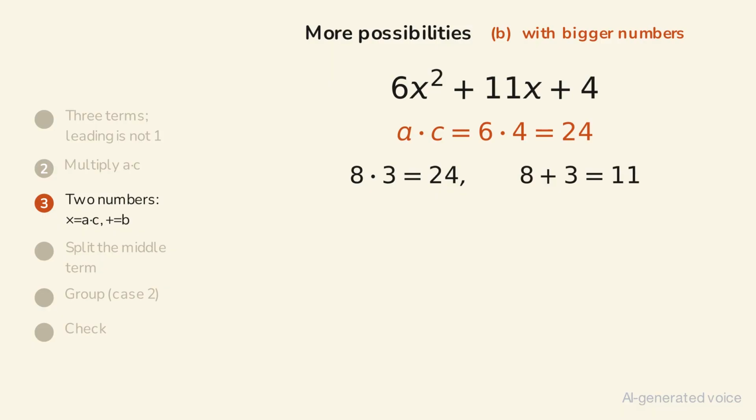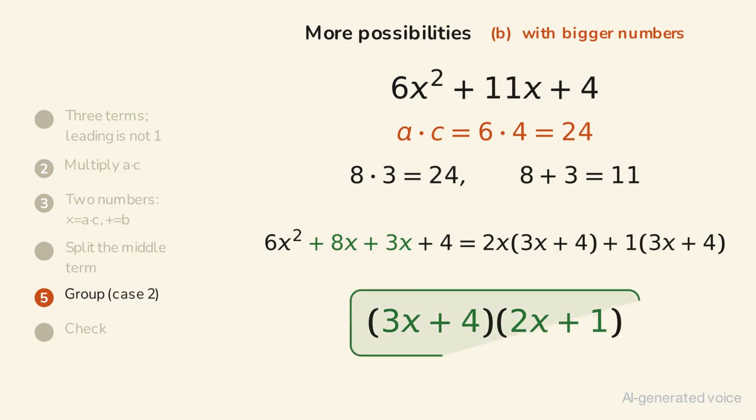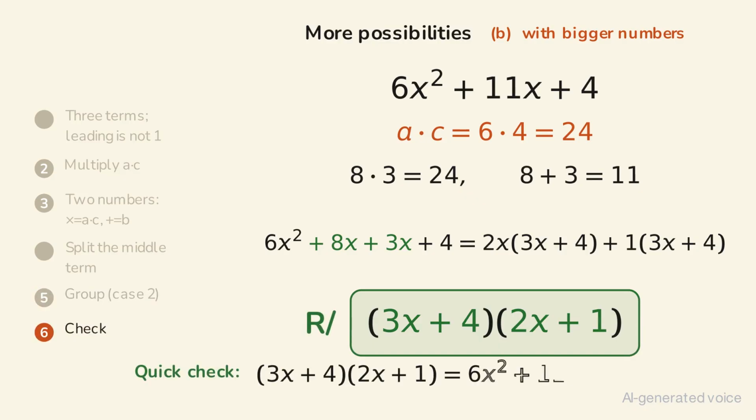They are 8 and 3. We split 11x into 8x plus 3x and group: 2x times (3x plus 4) plus 1 times (3x plus 4). The answer is (3x plus 4) times (2x plus 1). Check: (3x plus 4) times (2x plus 1) gives us back 6x squared plus 11x plus 4.